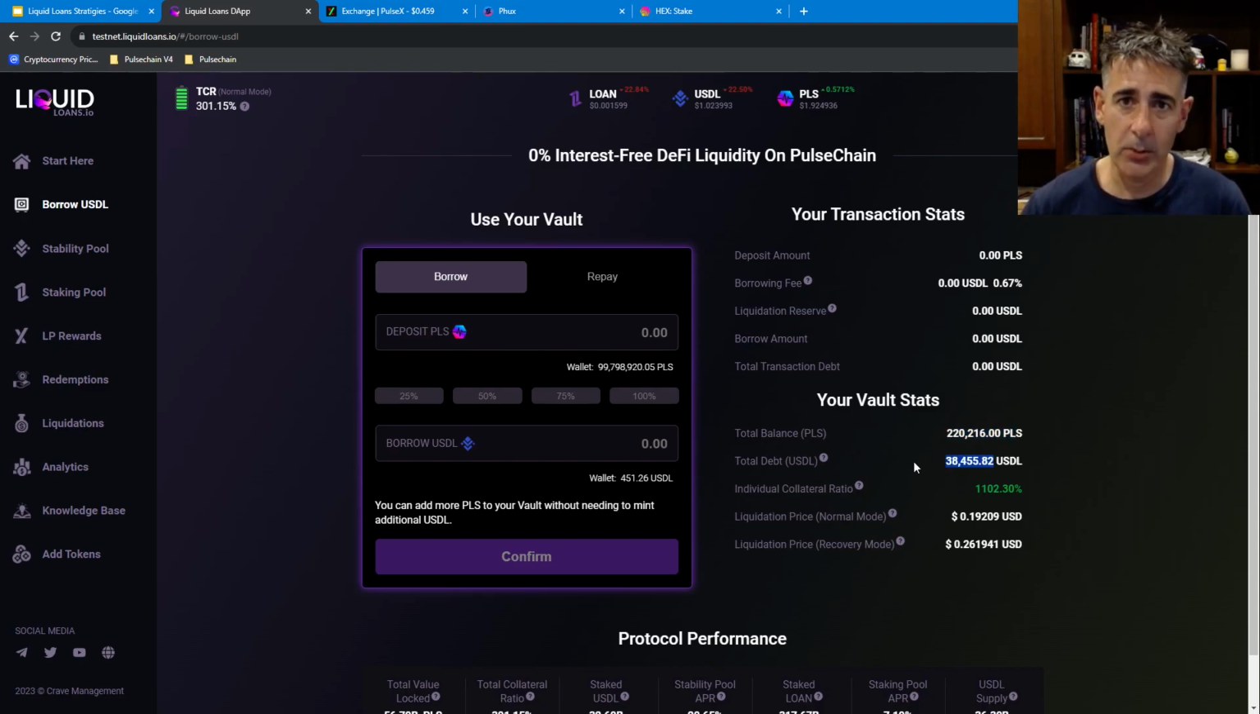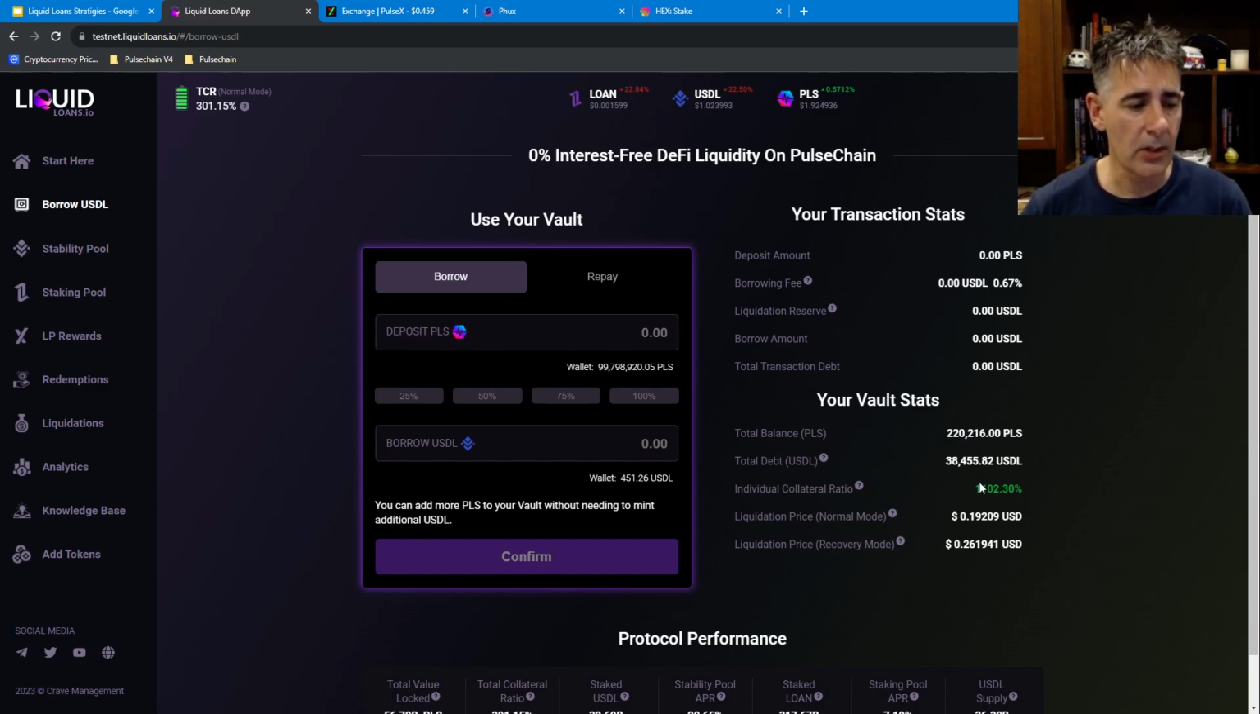Okay, that's why you only do this one with a portion of your bag, because you can blow up this vault. So if the price, let's say the worst happened and the price kept going down and it dropped by 90%, then we would be in a situation where our vault's about to get liquidated. And unless we can pay out this debt, our Pulse is going to get taken. It will get given to the people in the stability pool. That's the way the protocol works. So that's the risk of this strategy.